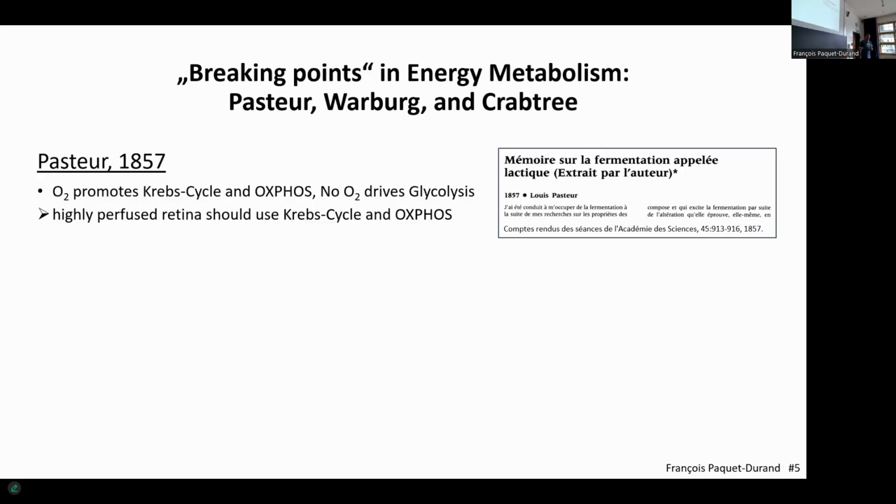So what he investigated was yeast in particular, and what he found was that when you have these yeast cultures and you expose them to a lot of oxygen, this promotes oxidative phosphorylation.